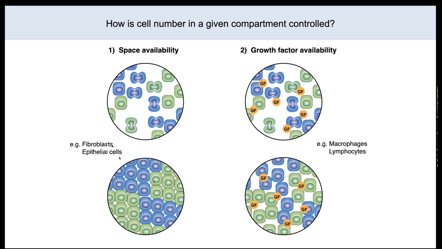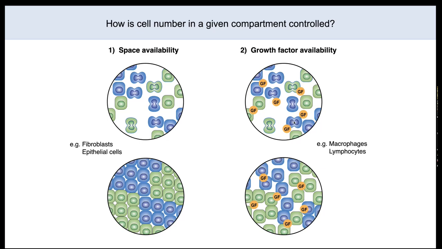And that paradigm works for these types of tissues, but it would not be applicable to tissues that are not limited by space, like macrophages, lymphocytes, and hematopoietic cells. So then the question is, what controls their compartment size?